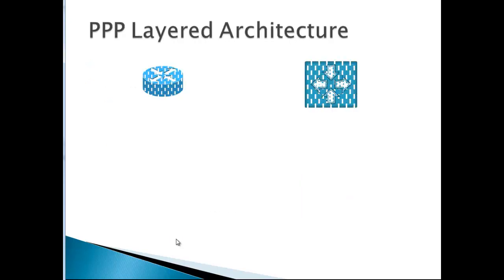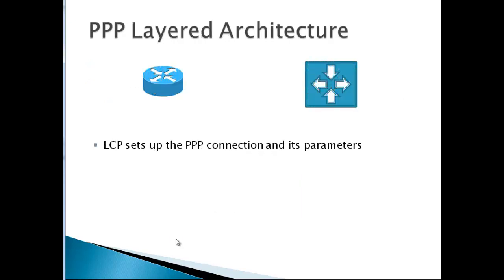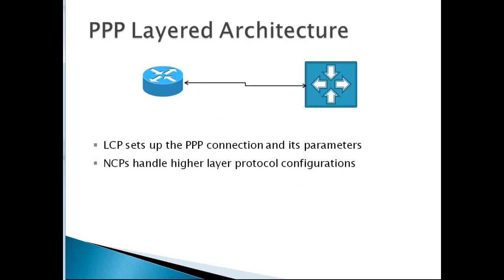PPP layered architecture. If we have a Cisco and a non-Cisco router using PPP, LCP, the Link Control Protocol, sets up the PPP connection and its parameters. Then, after you set up the link, it hands over to the NCP. NCP handles higher layer protocol configuration. It can use IP, it can use IPX, and so on. Then when it's done, NCP hands over to LCP again, which will terminate the PPP connection.